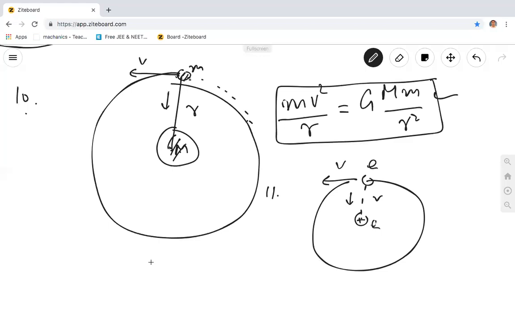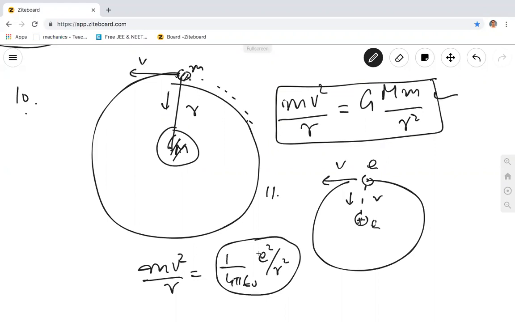Can you tell me how much force you need for an electron to move in a circle of radius r? Again, that is m v square by r. Who provides that force? Electrostatic force, the electrostatic force of attraction between electron and proton. How much is it? That's 1 by 4 pi epsilon naught e square by r square. 11th class students don't know this equation. 12th class students may be knowing this equation because they know the electrostatic force between two charges.